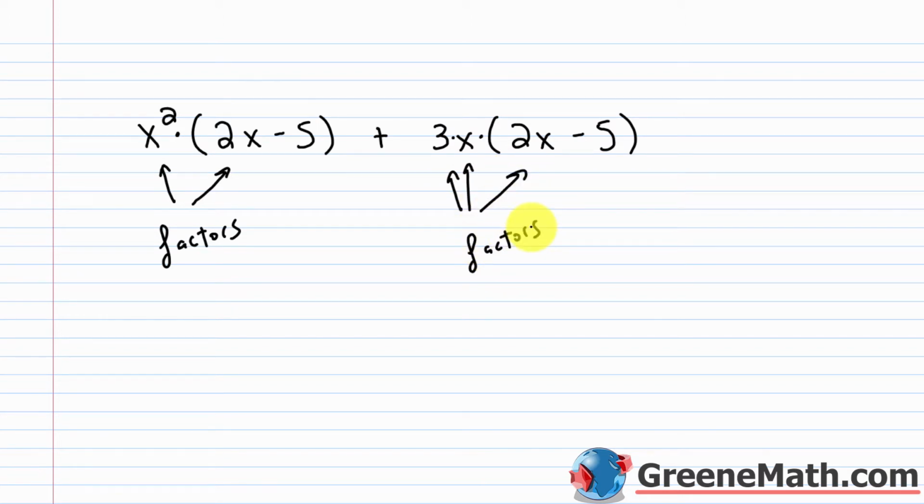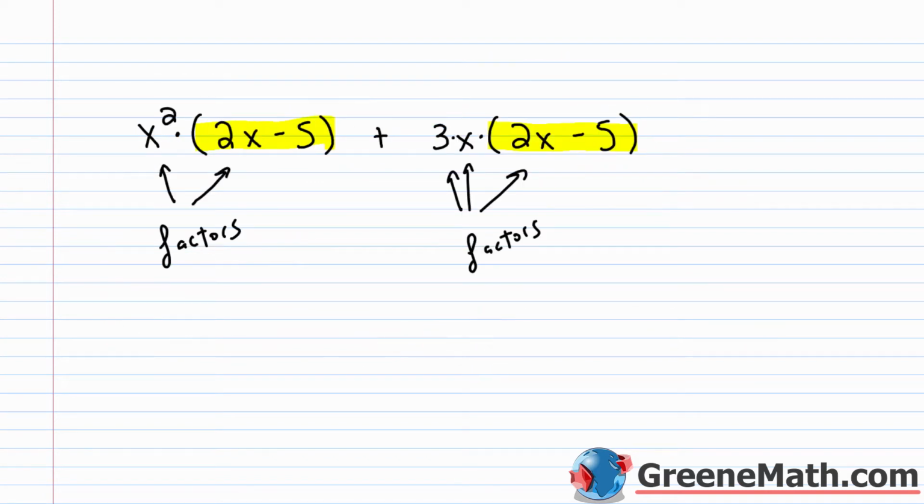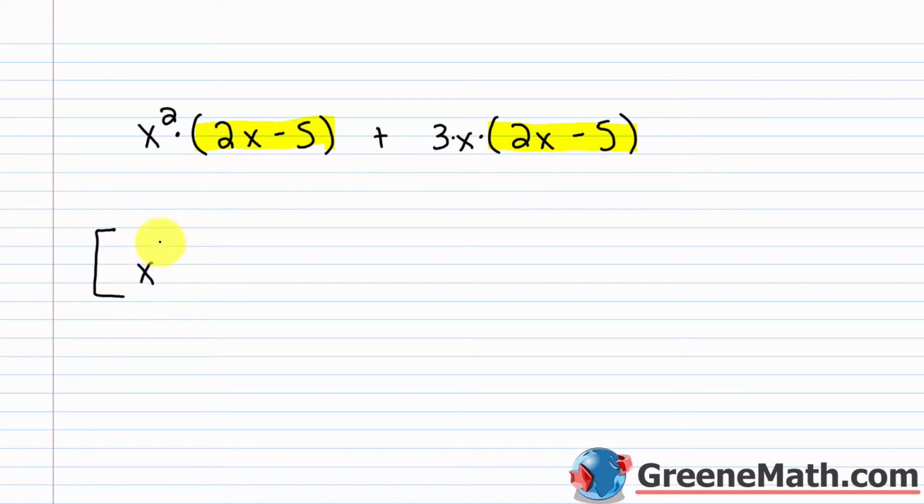Now, I have a common binomial factor. A binomial is just a polynomial with two terms, of 2x minus 5 in each case. What I can do is factor that out the same way that I factored the 5x cubed out in this example here. Let me show that to you. Let me erase this real quick. I know it's a little confusing at first. The first thing I'm going to do is put brackets around this to make it obvious: x squared times 2x minus 5 plus 3x times 2x minus 5.